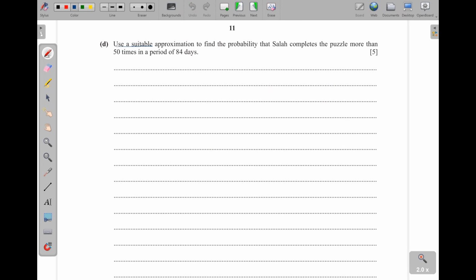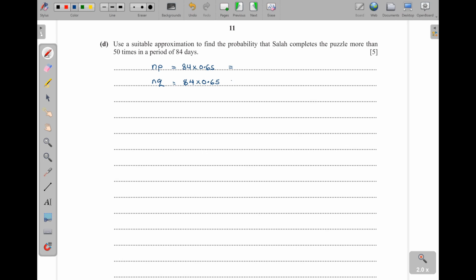Part D, use a suitable approximation to find a probability that Sarah completes the puzzle more than 50 times in a period of 84 days. The moment they say use a suitable approximation, this is approximating a binomial to the normal. Okay, and the justification for this, we always look out for NP and NQ. So N is 84, the P is 0.65.